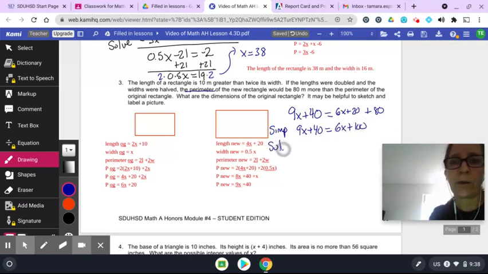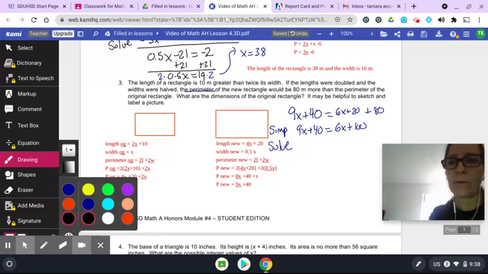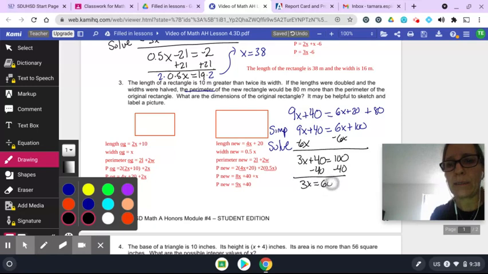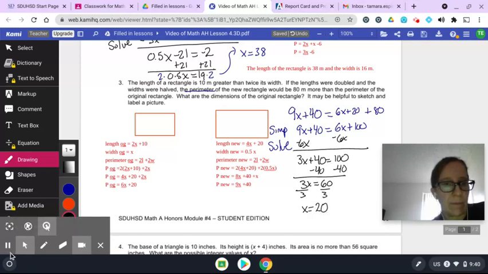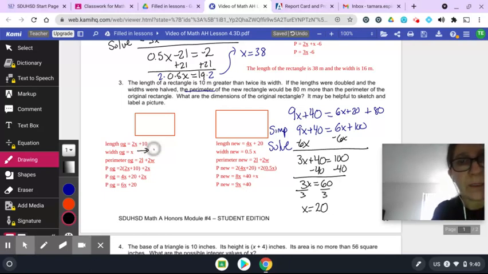Now I'm ready to solve. I want to move my lower variable. 3x plus 40 equals 100. I want to undo my addition on the variable side. 3x equals 60. I'm going to divide by 3. x equals 20. And then we plug it back in. So my original width is 20. My original length, 2 times 20 plus 10, so 40 plus 10 is 50.